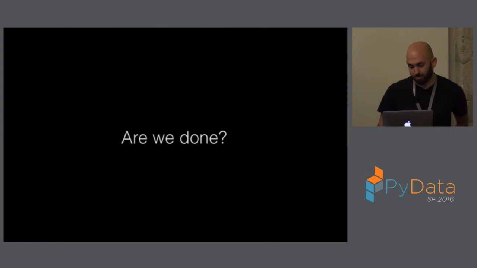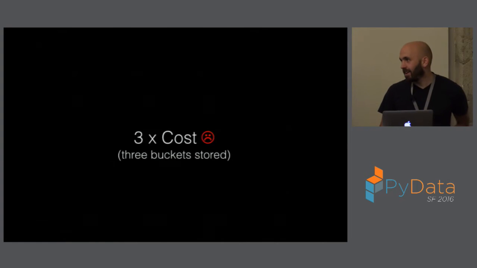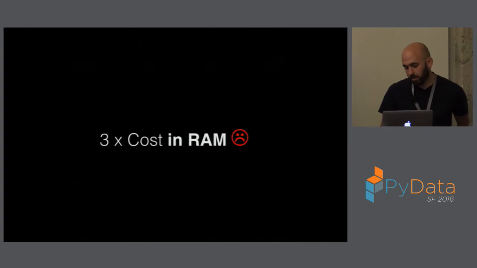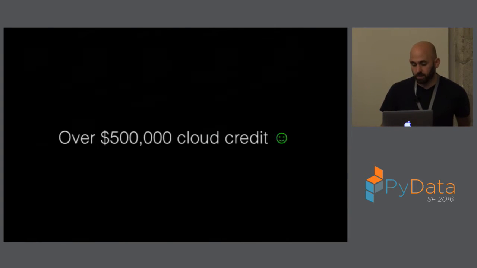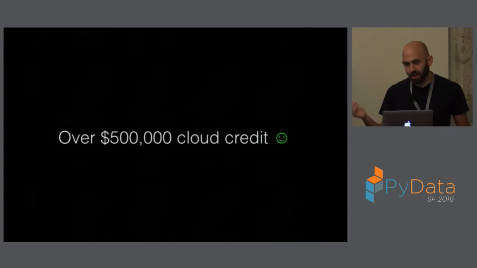Unfortunately, the question was, are we done? We have to store everything 3 times with this solution in all of the 3 buckets. It stores it in the computer's memory, so that was super expensive for us. But we had $500,000 in cloud credit, which is kind of insane, but apparently it's what happens in Silicon Valley. We just got given all this money, and I'm like, well, we might as well use it on this since we need to get everything running.